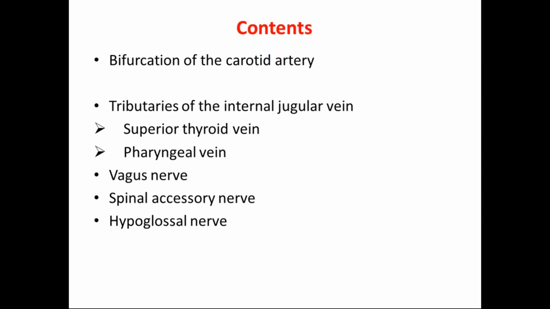Next is the internal jugular vein, the superior thyroid vein, the pharyngeal vein. One more structure is the vagus nerve. So you all know the carotid triangle contains the carotid sheath, and there will be one vein, artery and nerve. So these are the three main structures. When you're operating in the carotid triangle, you have to remember these vital structures. And others are the hypoglossal nerve and spinal accessory nerve.